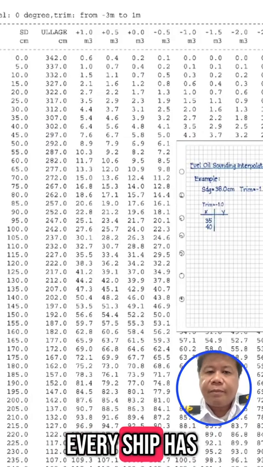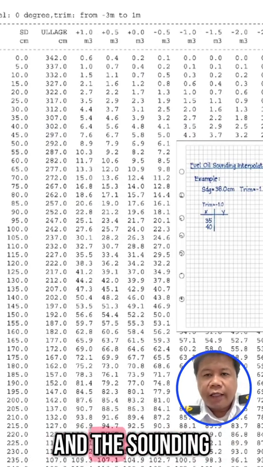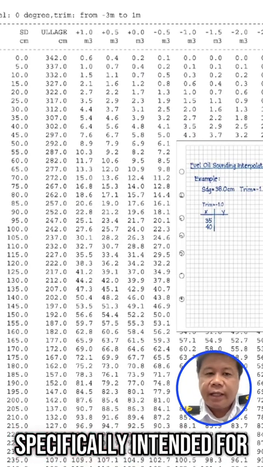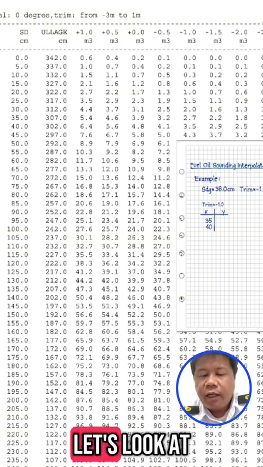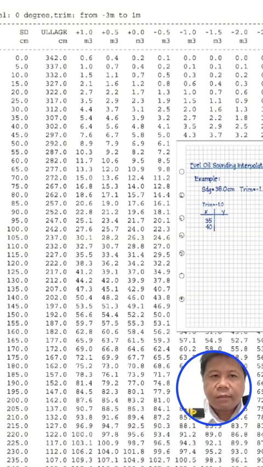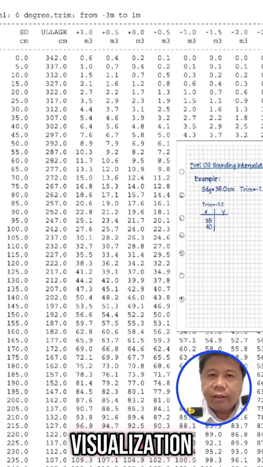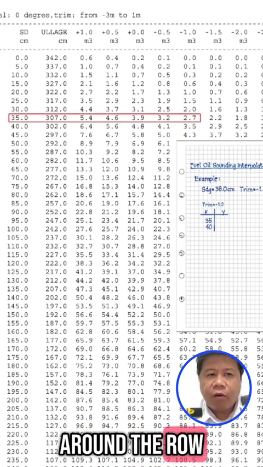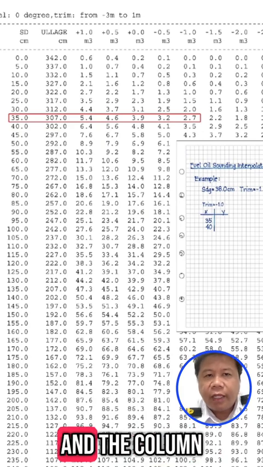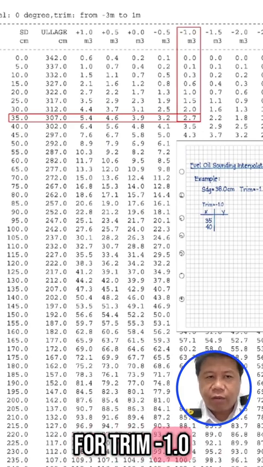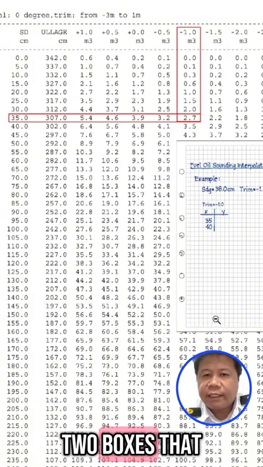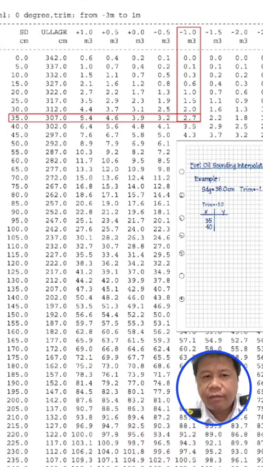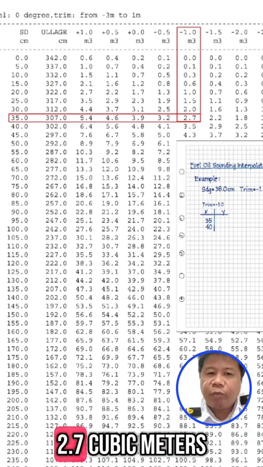Please note that every ship has its own sounding book, and the sounding book we are using here is specifically intended for this ship. For the floor sounding of 35 cm and the floor trim of -1.0, let's look at the table. For a good visualization, I will draw a rectangular box around the row for sounding 35 cm and the column for trim -1.0. Now, as you can see, it's at this intersection of the two boxes that we find the equivalent volume. This value is 2.7 cubic meters.